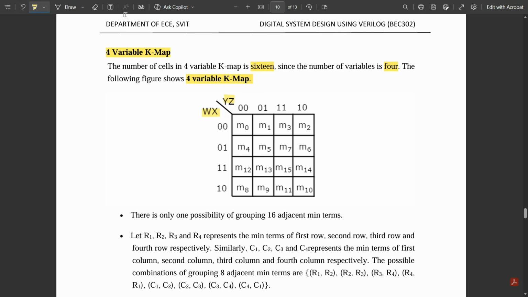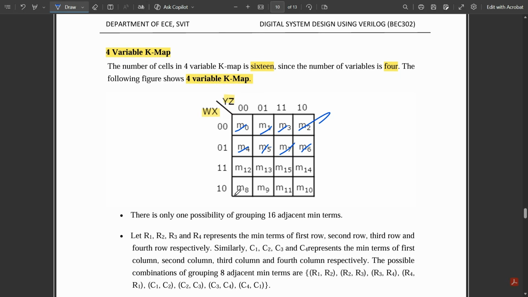Okay, the representation you see here: 0 0 0 0 m0, 0 0 0 1 m1, 0 0 1 0 m2, 0 0 1 1 m3. Then we have 0 1 0 0 m4, 0 1 0 1 m5, 0 1 1 0 m6, 0 1 1 1 m7. After this, m8 won't be coming in the next line, because here we are having 1 1, right? But if you follow the binary numbers, after 0 1 1 1, that is 1 0 0 0, right?